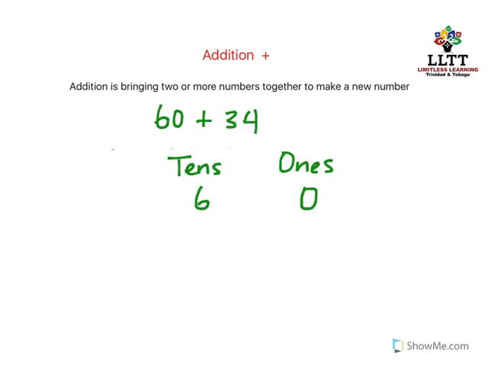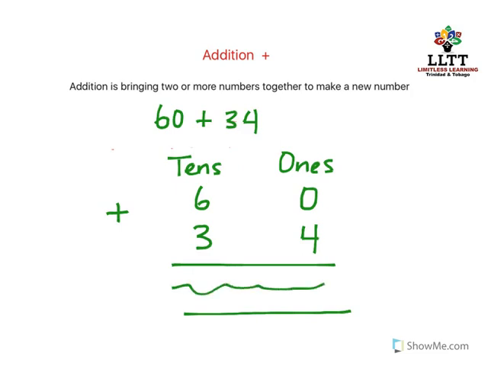And then I'm going to put my number 34 directly underneath. And 34 consists of 3 tens and 4 ones. And then I'm going to put my addition sign on the left-hand side. So I'm adding 60 plus 34. And then I'm going to put an equal sign, a large equal sign. And I'm going to write my answer inside this equal sign.